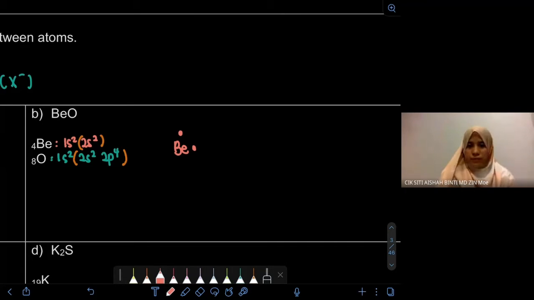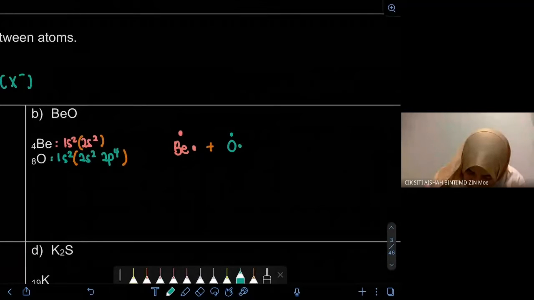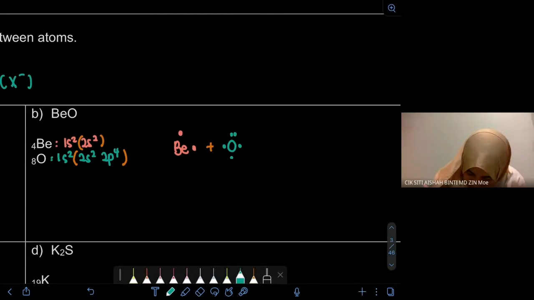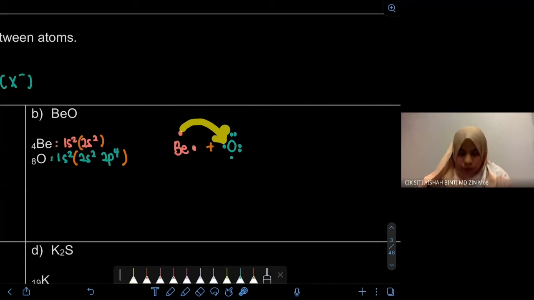Make sure dia unpack dululah. Ni ada satu seorang dulu. Tambahkan dengan our oxygen. So, oxygen ada 6 kan? 1, 2, 3, 4, 5, 6. Okay, so in this case, untuk sodium chloride tadi kita donate 1 sahaja kan. Okay, dalam case ni, beryllium ni ada 2 valence kan. So satu dia akan share dekat sini, kat our oxygen ni. Okay, tapi dia bukan share satu elektron je.